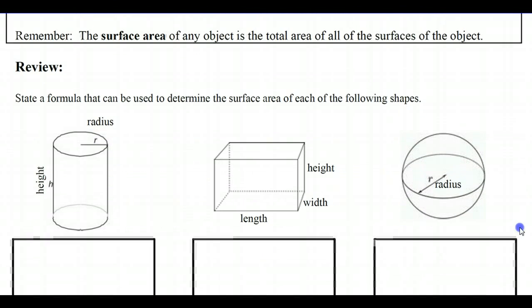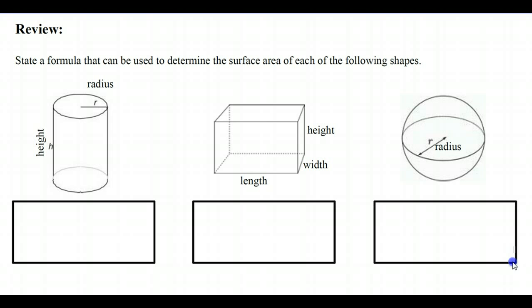Review. State a formula that can be used to determine the surface area of each of the following shapes. Okay, so for the cylinder, we've got these two circles, and then we've got the lateral surface there. So surface area is 2 pi r squared, two circles, plus, now remember this thing folds out into a rectangle, whose base is 2 pi r, and whose height is h.